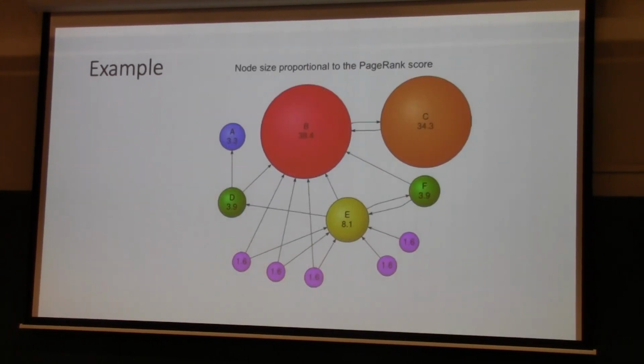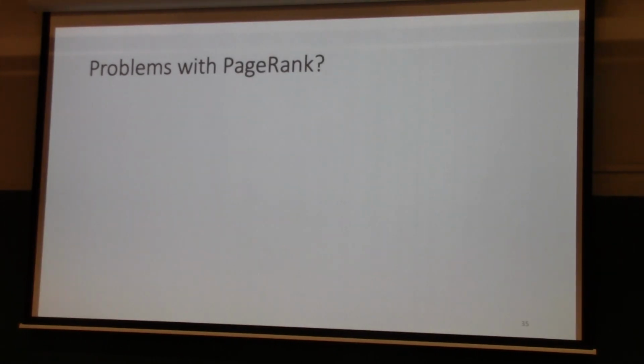Okay, and then you get something nice. So you get this nice figure. Each of the nodes here is proportional to the PageRank, so B and C are very important, and E is not so important, and so on. Okay, so that's the basic PageRank.